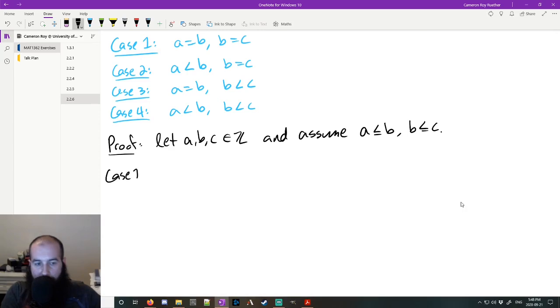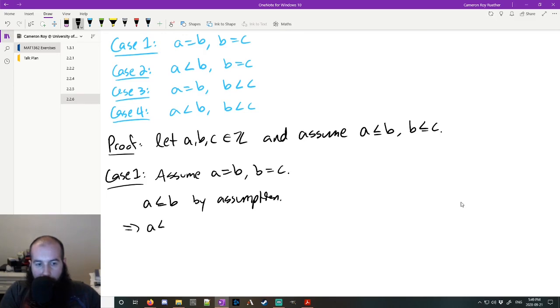Case 1, let's assume that a is equal to b and b is equal to c. Well then, this means that a is less than or equal to b by assumption. But we can just skip immediately to a is less than or equal to c, because b is equal to c, which is a proof in this case.